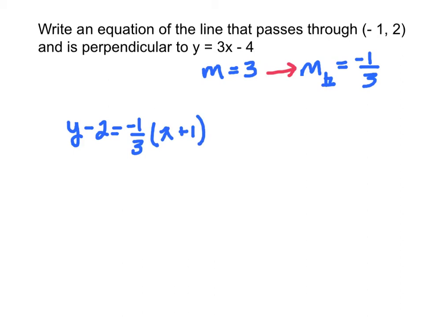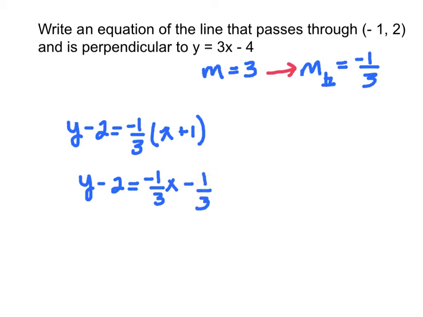I'm going to distribute the -1/3 inside of the parentheses so that I can move out of point-slope form into intercept form. And y minus 2 is equal to -1/3 times x gives me -1/3 x. And the -1/3 times the positive 1 gives me -1/3. I want to go ahead and add 2 to both sides.